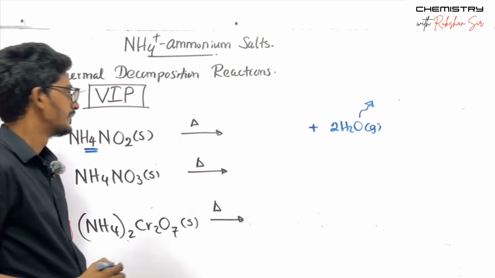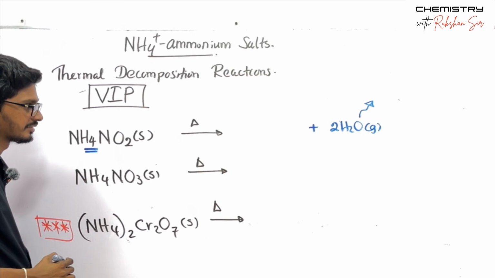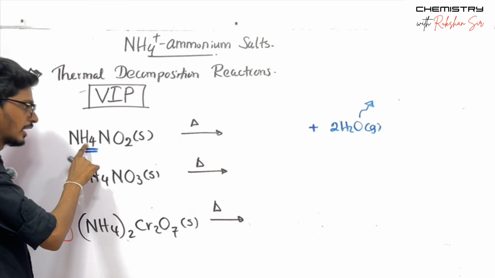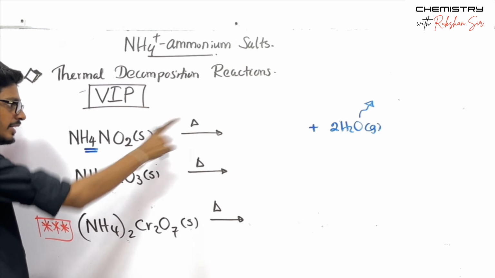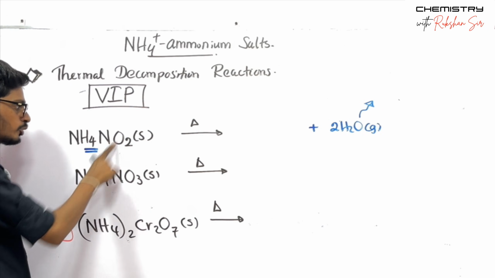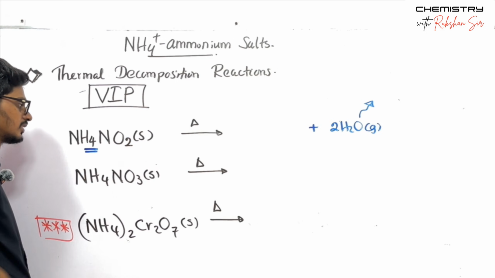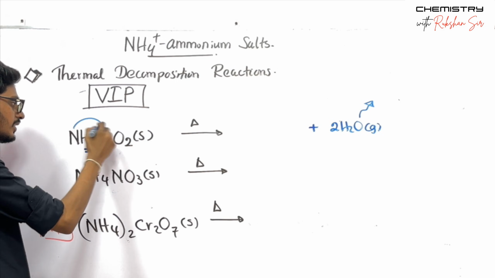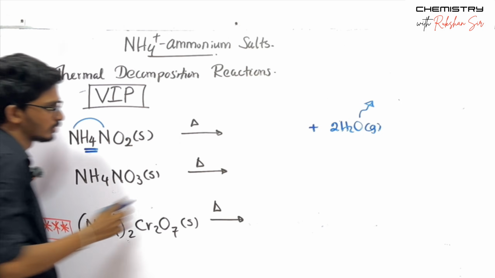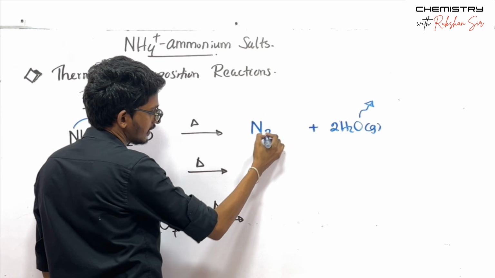Then write the rest. 4 hydrogens have been written as 2 H2O molecules, so 2 oxygens are also written there. So the rest is just 2 nitrogen atoms. So N2 gas. Just write the rest.